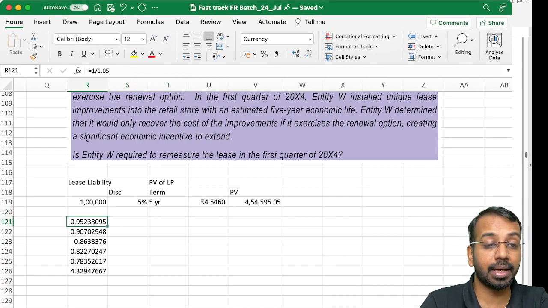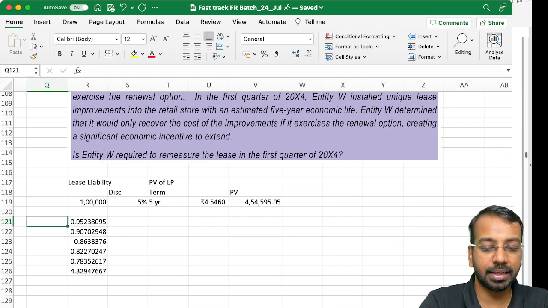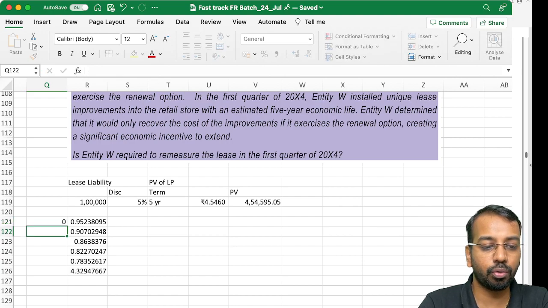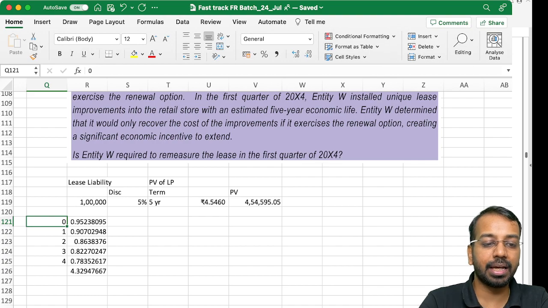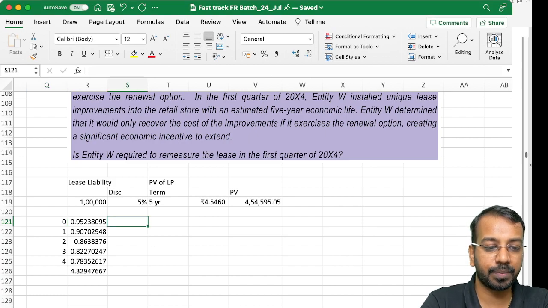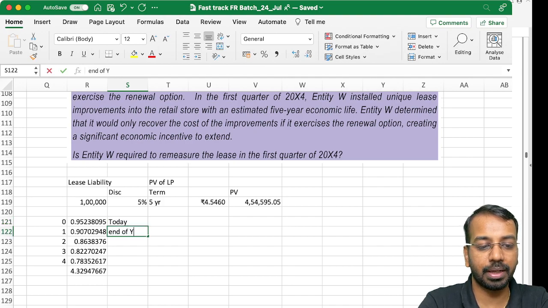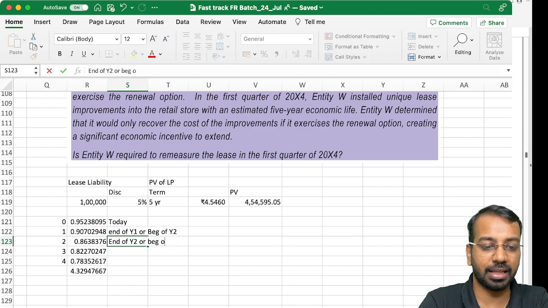Now, how do we calculate this on Excel or a calculator? Whenever you have payment at the beginning of the year, the payments are at 0, 1, 2, 3, 4. 0 means beginning of the year or beginning of the lease term. 1 means end of the first year or beginning of the second year. So this is today, end of year 1 or beginning of year 2, end of year 2 or beginning of year 3. Like this you have to know.